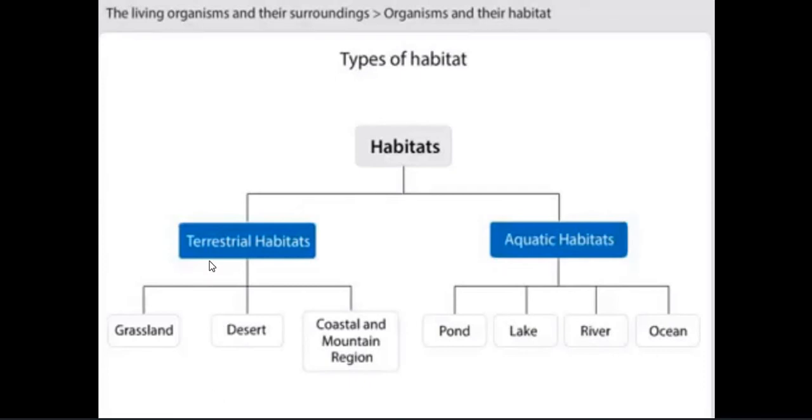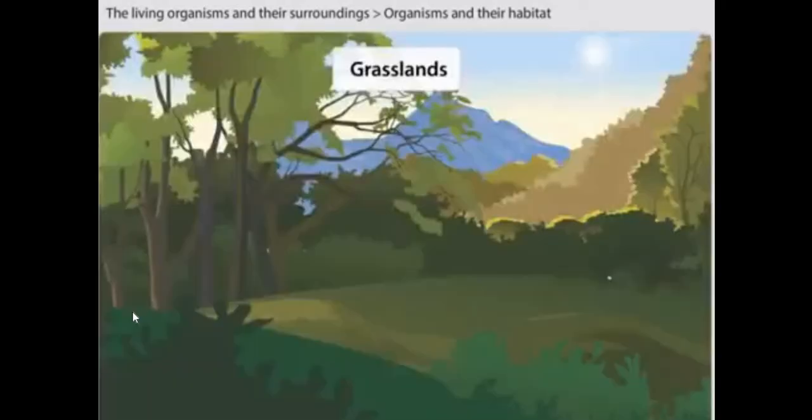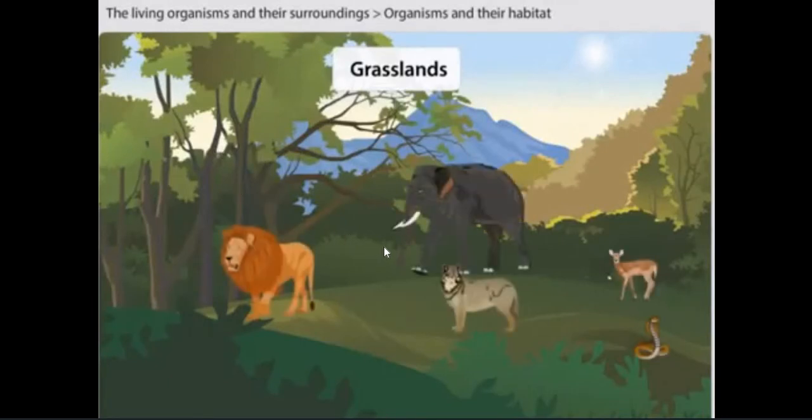Now coming back to the terrestrial habitat. The first type of terrestrial habitat is grassland or woodland. Can you guess what type of habitat it is? Yes, it is a kind of forest or the land where plants grow easily. Land doesn't mean only grass, it means trees, shrubs and grass as well. The main animals which live in these lands are lion and deer.